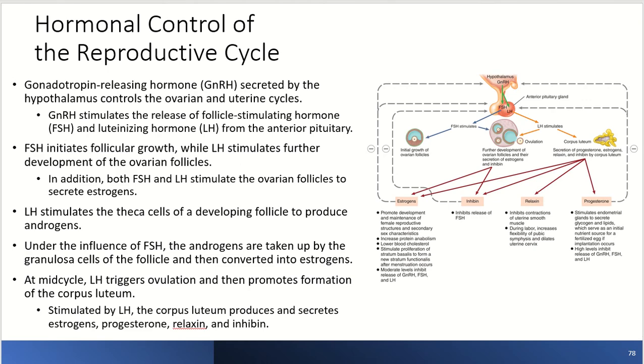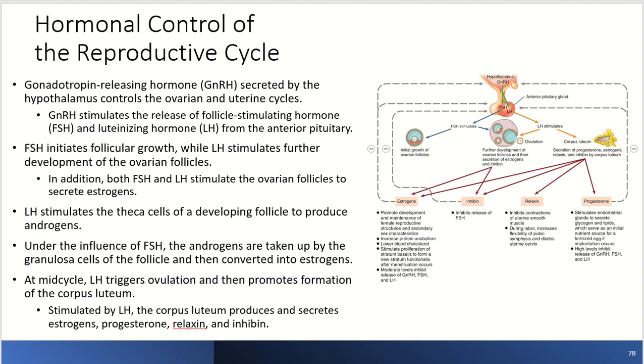So, looking at our feedback loop for the hormonal control of our reproductive cycle. It's going to start with gonadotropin-releasing hormones. These are going to be secreted, again, by our hypothalamus, and are going to control the ovarian and uterine cycles. Our gonadotropin-releasing hormone is going to stimulate the release of our gonadotropins, specifically follicle-stimulating hormone, as well as luteinizing hormone. This is going to be secreted from the anterior pituitary.